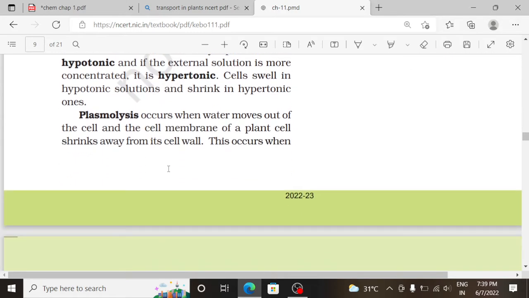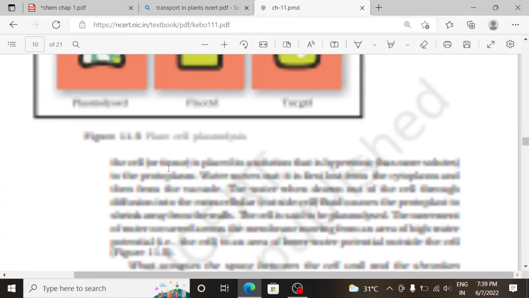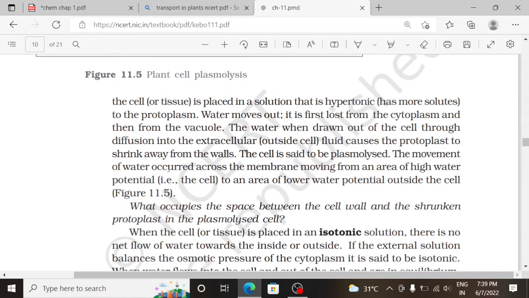Plasmolysis occurs when water moves out of the cell and the cell membrane of a plant cell shrinks away from its cell wall. This occurs when the cell or tissue is placed in a solution that is hypertonic, which has more solutes compared to the protoplasm. Water moves out. It is first lost from the cytoplasm and then from the vacuole. The water, when drawn out of the cell through diffusion into extracellular outside cell fluid, causes the protoplast to shrink away from the walls. The cell is said to be plasmolyzed.